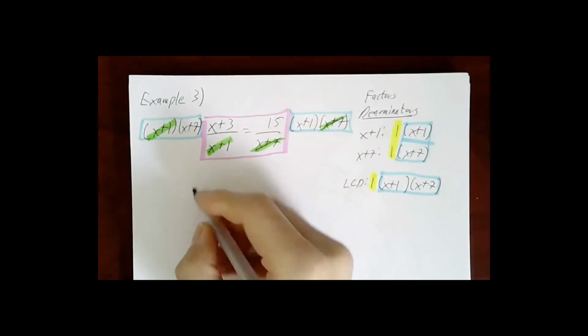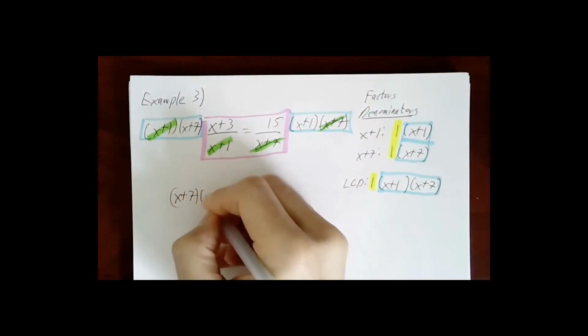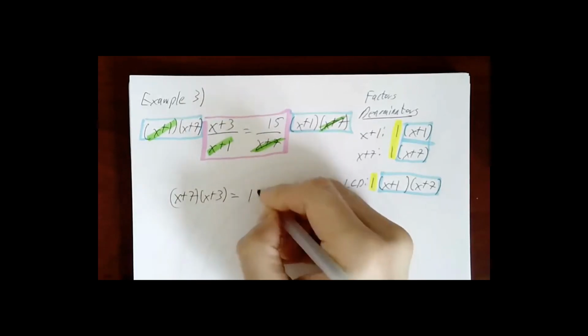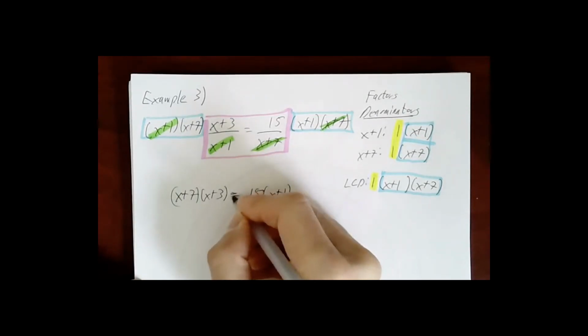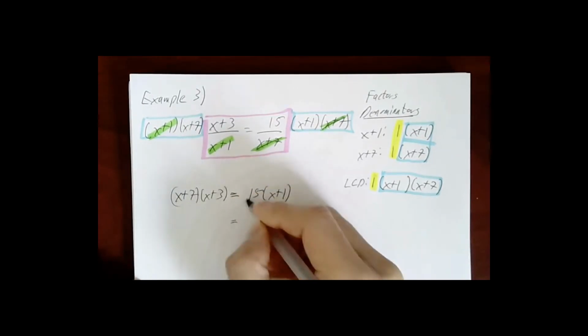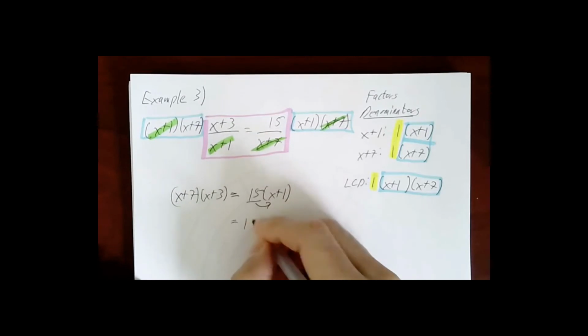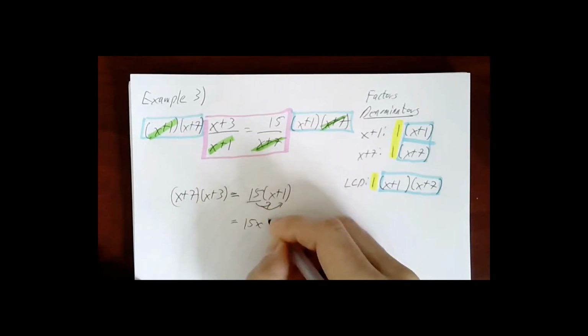So my left-hand side is left with x plus 7 times x plus 3. This will equal 15 times x plus 1. When solving this, we need to multiply it completely out. Let's start by multiplying our right-hand side out because that's easier. So 15 times x is 15x. 15 times 1 is plus 15.